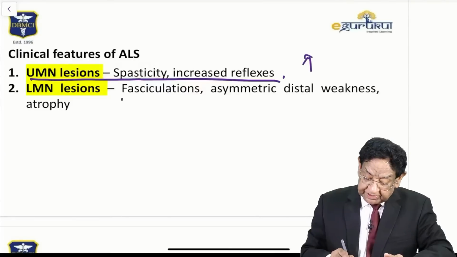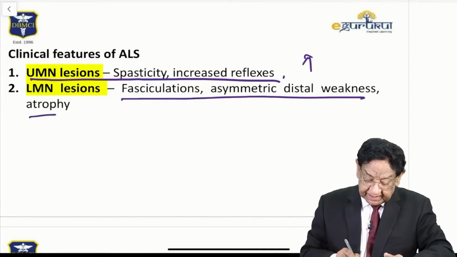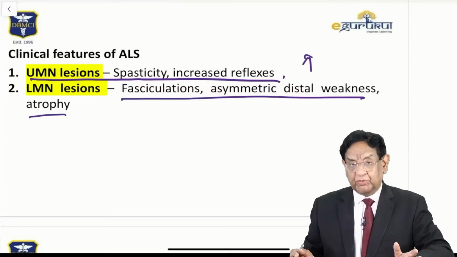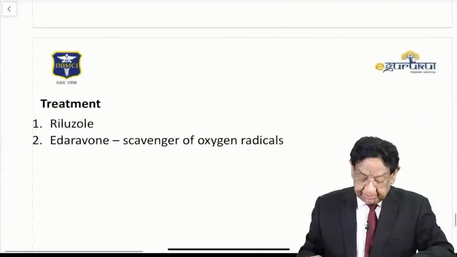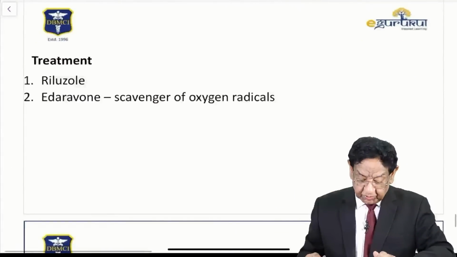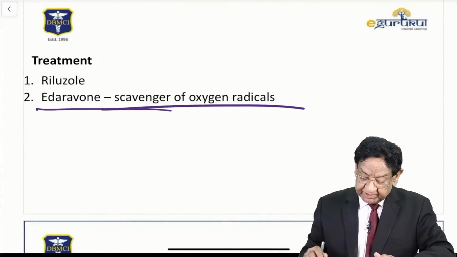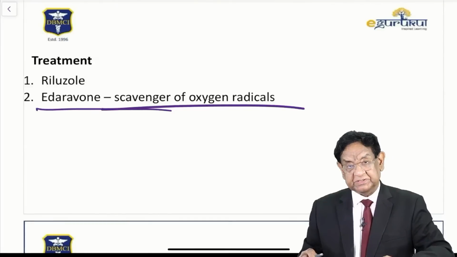And fasciculation, asymmetric distal weakness, and atrophy are the features of lower motor neuron disease. This is a universal truth. Treatment of MND is riluzole, and the new drug is edaravone. It's a scavenger of oxygen radicals.